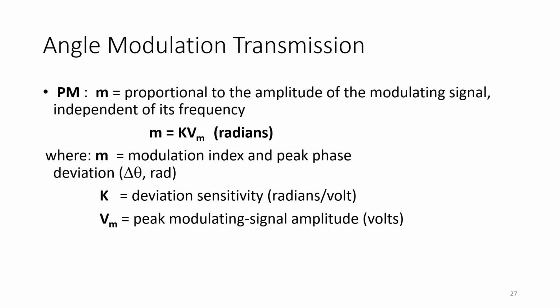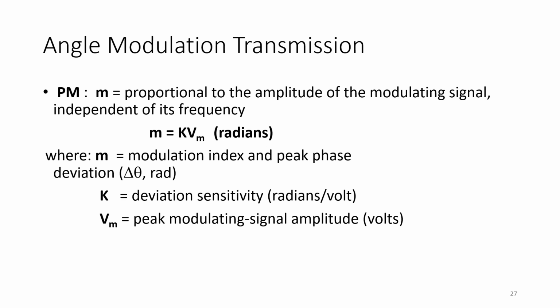So for PM, let us define our modulation index. One primary difference between FM and PM is the way in which the modulation index is defined. For phase modulation, m, the modulation index, is proportional to the amplitude of the modulating signal, and this is independent of its frequency. So m is given by k Vm, in radians, where m is the modulation index and peak phase deviation, delta theta, in radians. K, as you remember, is the deviation sensitivity, in radians per volt. Vm is the modulating signal amplitude, also in volts.